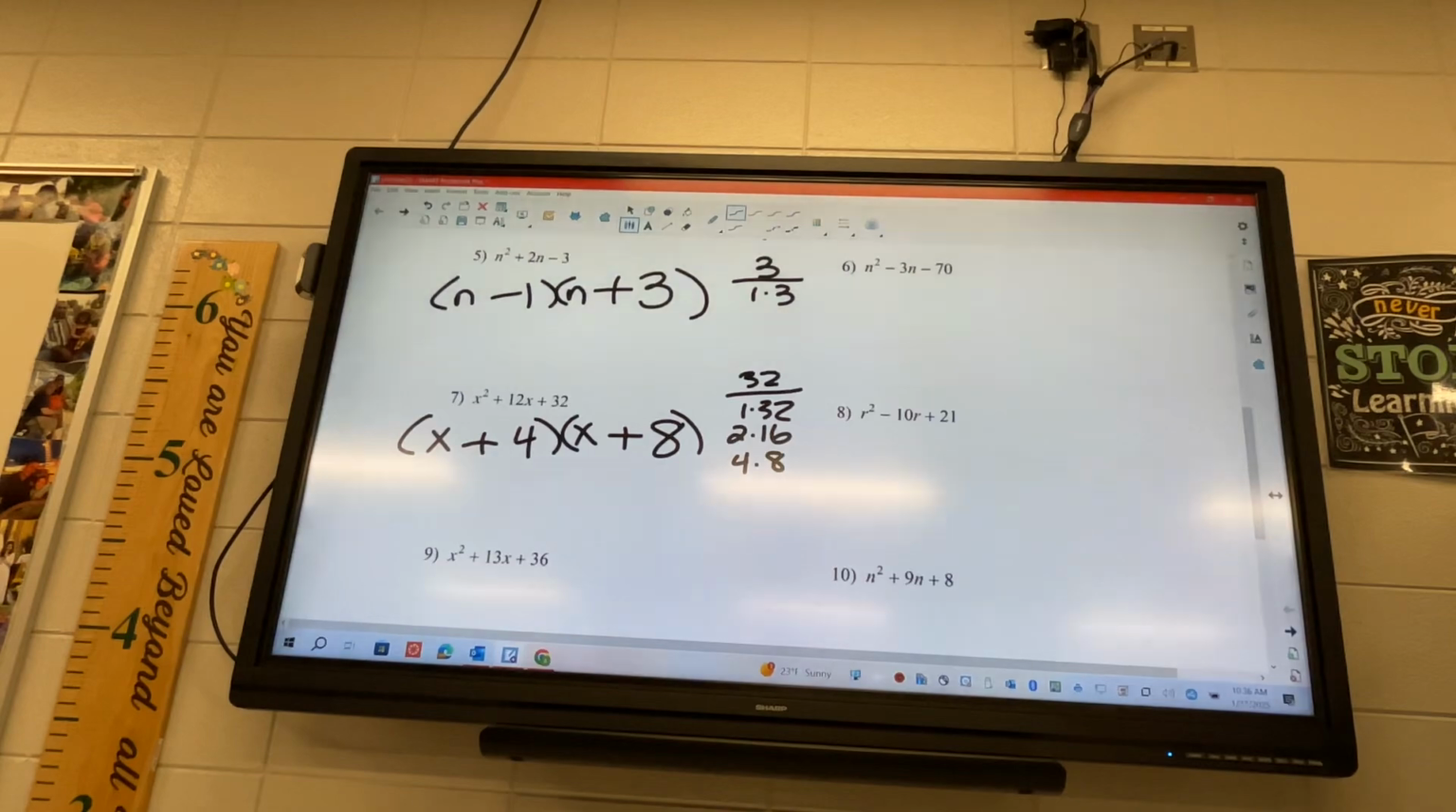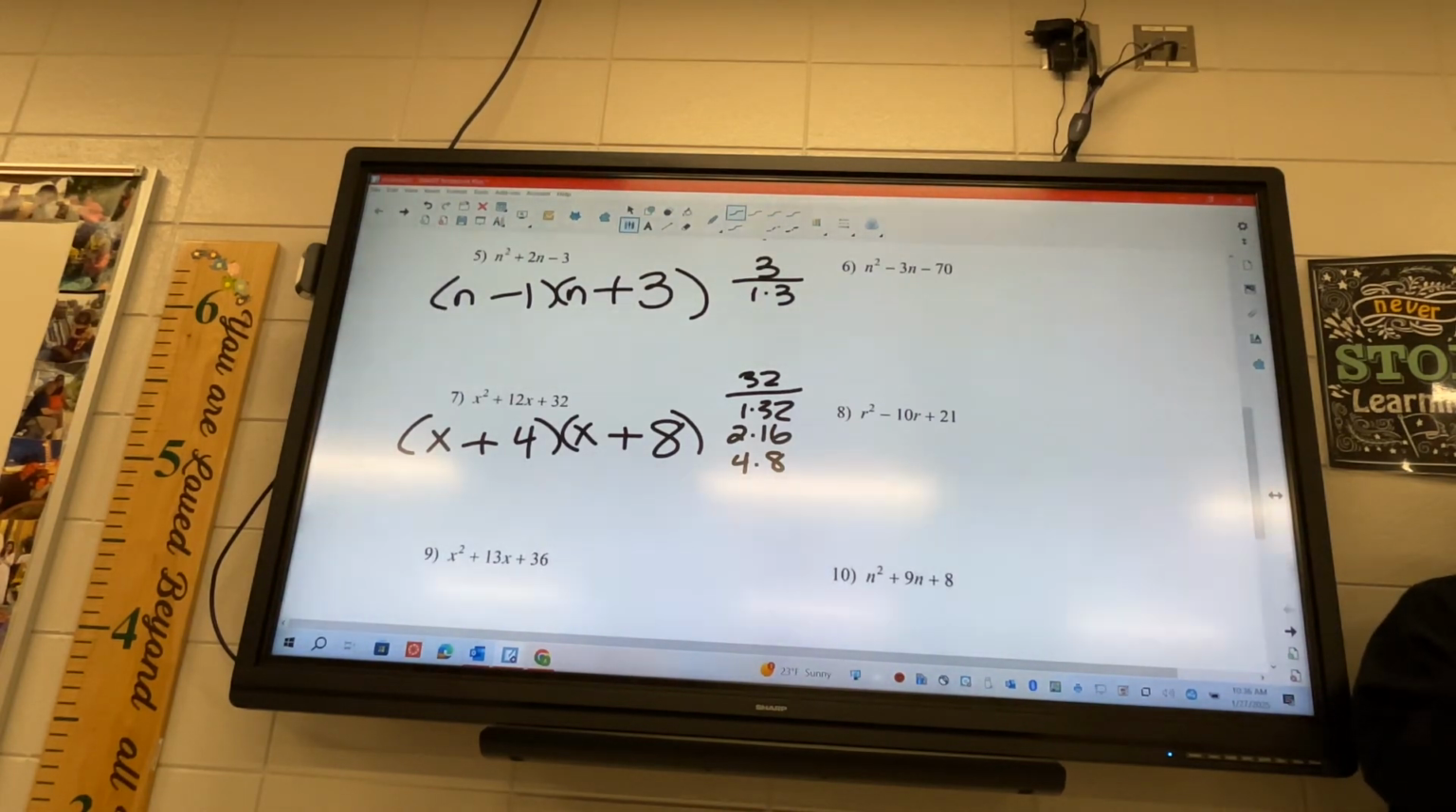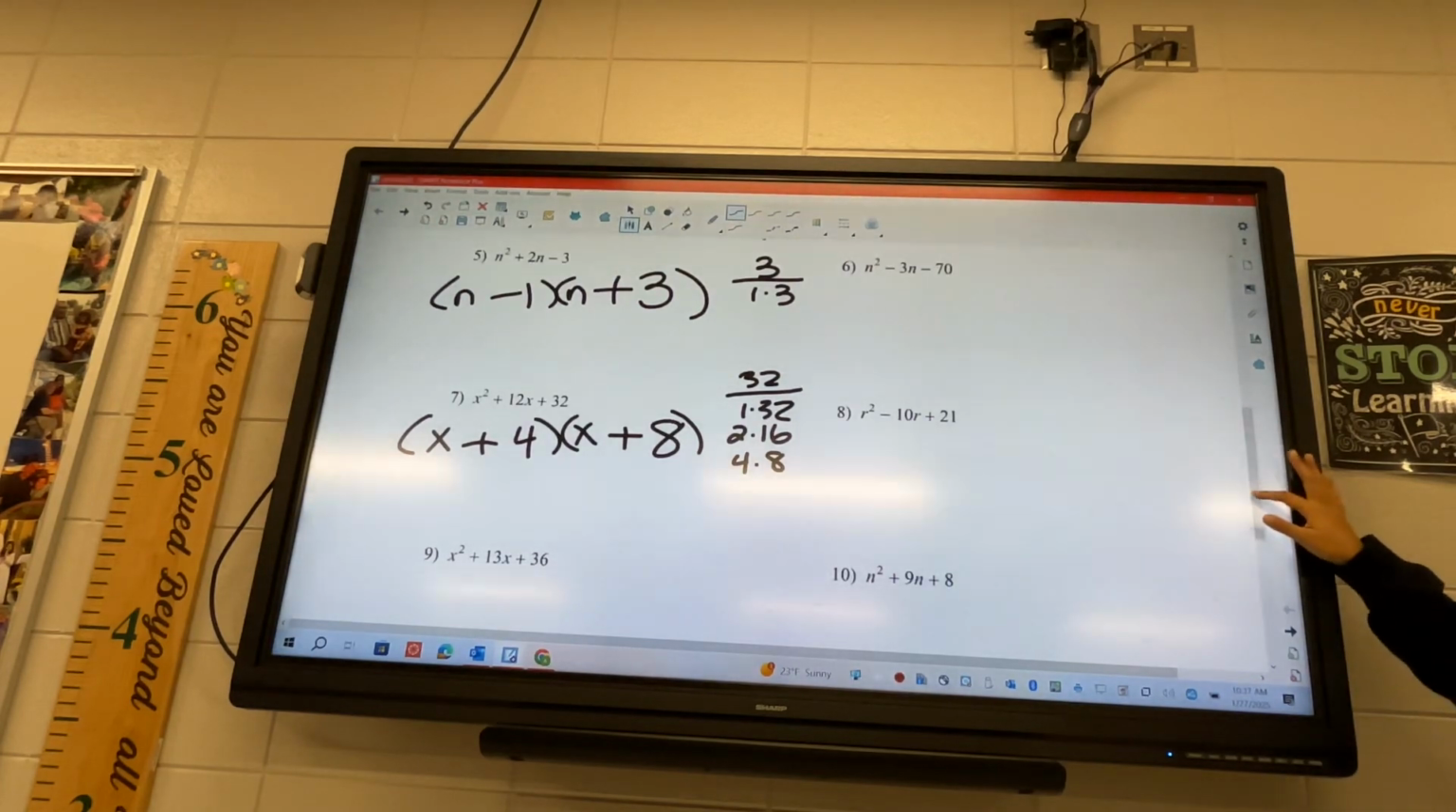If the middle number is bigger than the largest of the two numbers that you chose, then the signs are going to have to be the same. Okay, think about that again. If the middle number is bigger than one of the two numbers that you chose, the signs have to be the same. So either they have to be positives or they have to be negatives. If the middle number is smaller than the two numbers you chose, okay, the signs will be different.